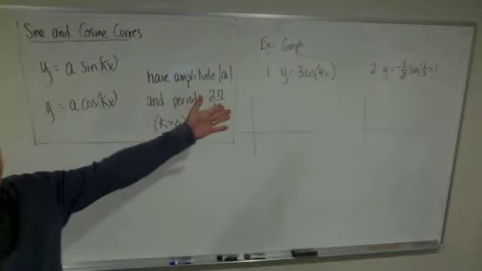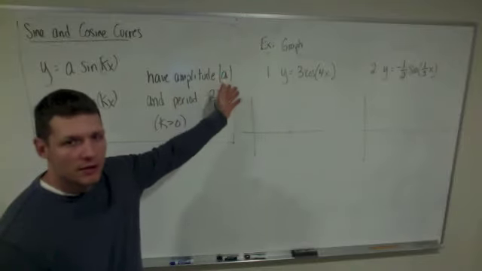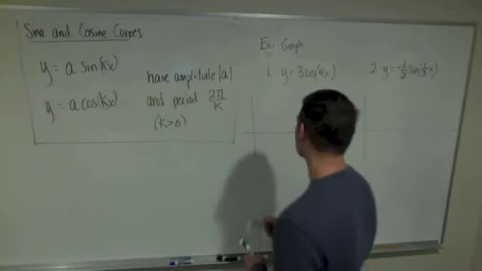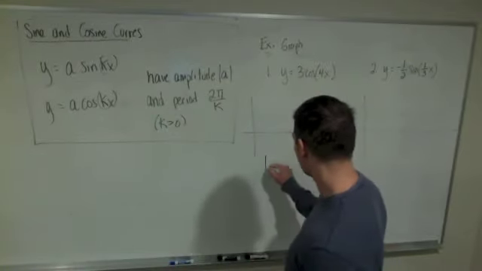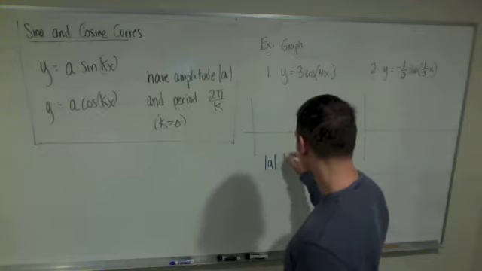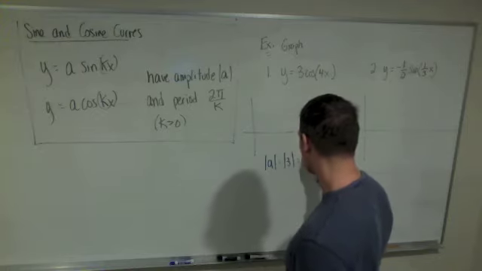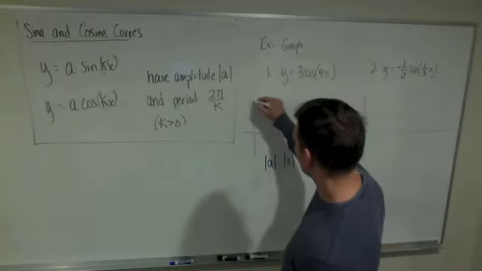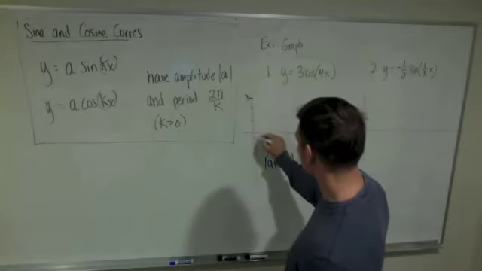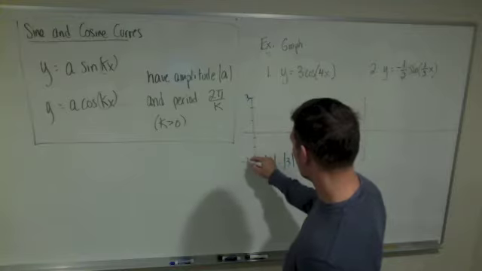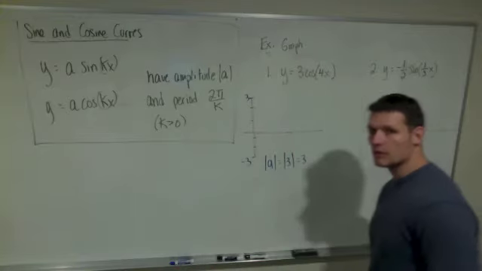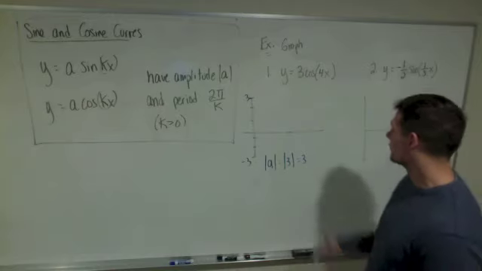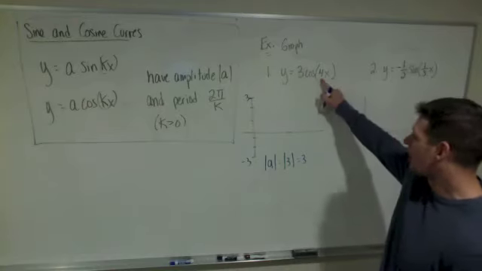Let's take a look at this example here. The first thing I want to identify is what A is and what K is. So you'll note that the absolute value of the amplitude is the absolute value of 3, which is 3. Now what that tells me is that this function is going to be 3 high and 3 low. So I'm going to stretch it by a factor of 3 vertically.